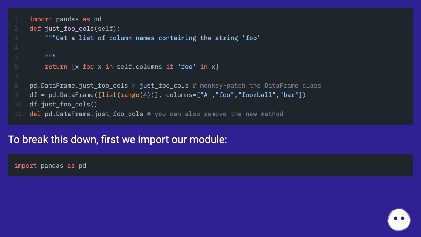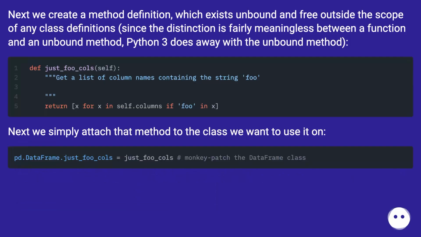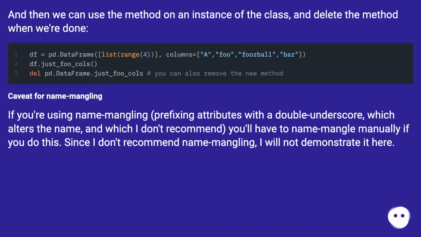To break this down, first we import our module. Next we create a method definition, which exists unbound and free outside the scope of any class definitions. Since the distinction is fairly meaningless between a function and an unbound method, Python 3 does away with the unbound method. Next we simply attach that method to the class we want to use it on. And then we can use the method on an instance of the class, and delete the method when we're done.